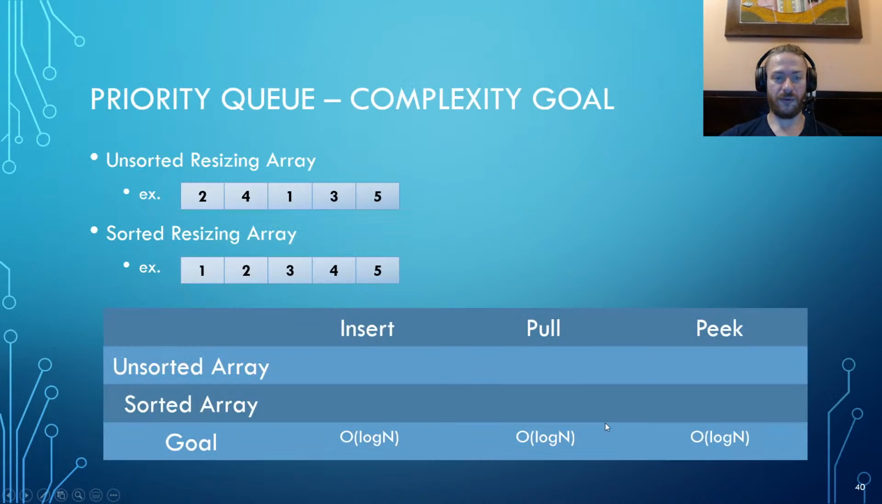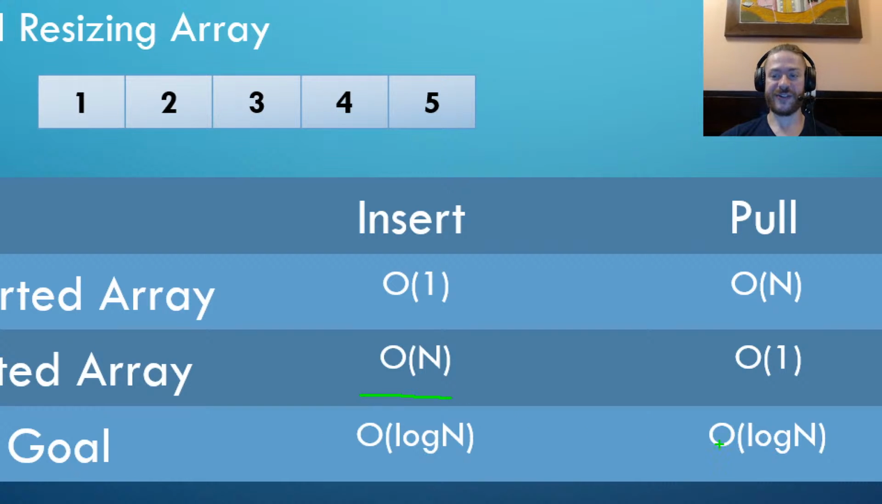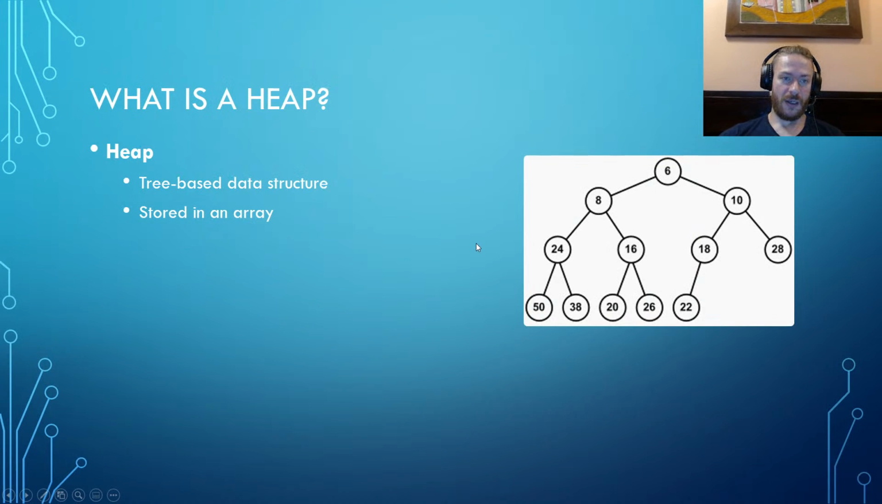We want to implement it this way so that we have logarithm of n on every insert, pull and pick as the worst case scenario. Because with an unsorted array, we saw that pulling and picking is slow, and with a sorted array, inserting is slow. So here comes the heap. It will help us implement a priority queue.